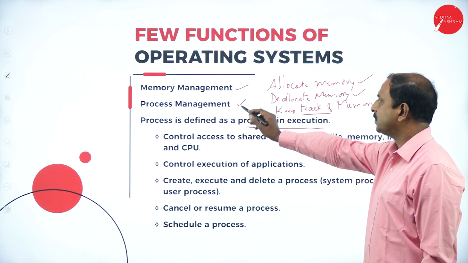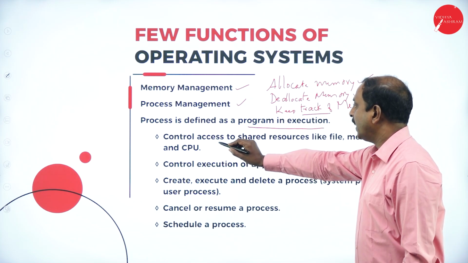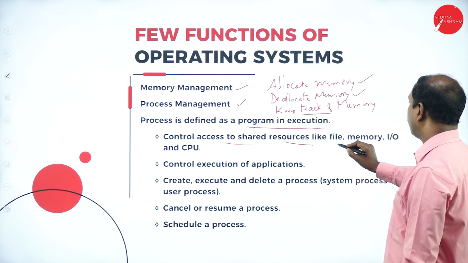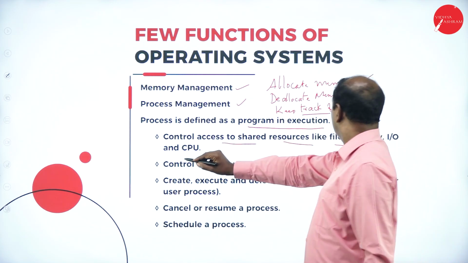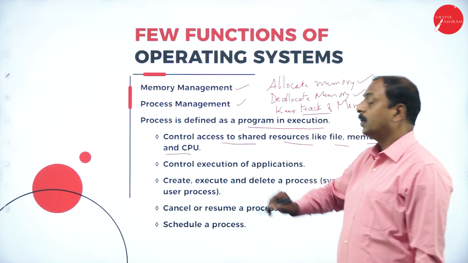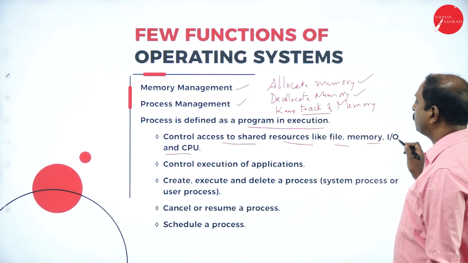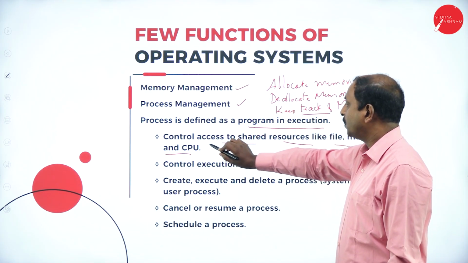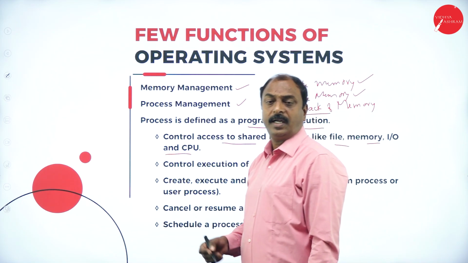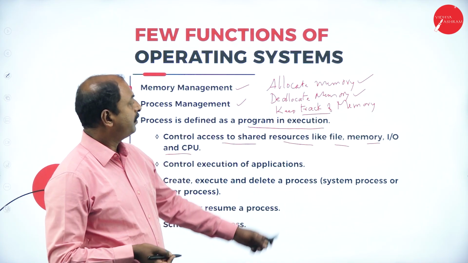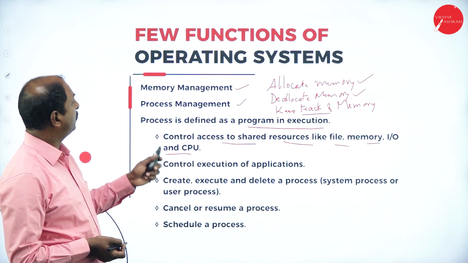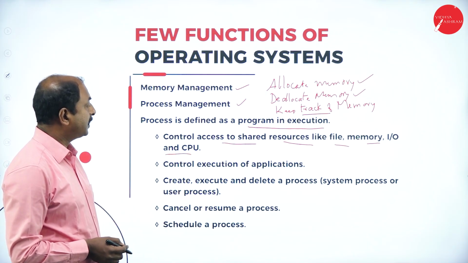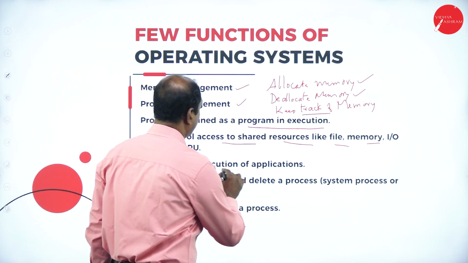Now, what is the meaning of process management? It is going to control access to shared resources like files, memory, I/O, and CPU. I/O stands for input and output devices. So the operating system is going to control access to input devices, output devices, and memory. That is one of its responsibilities. Next one is control execution of application.